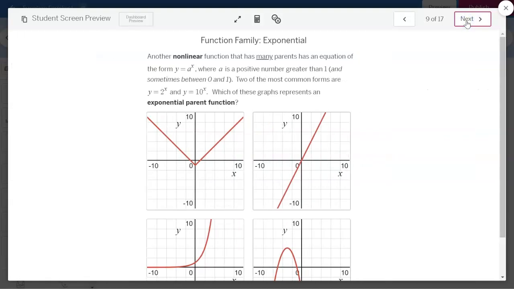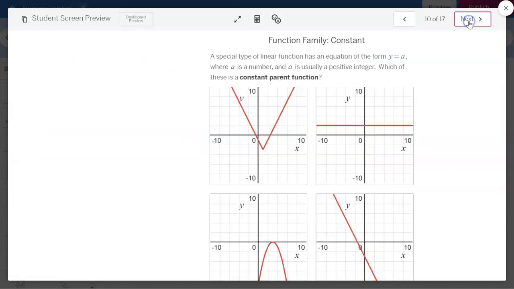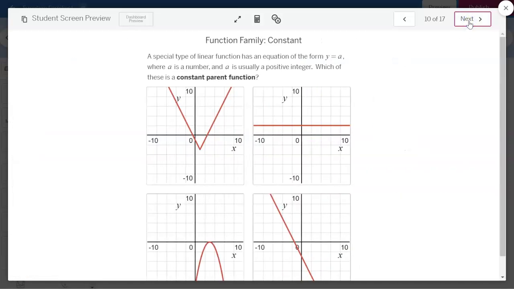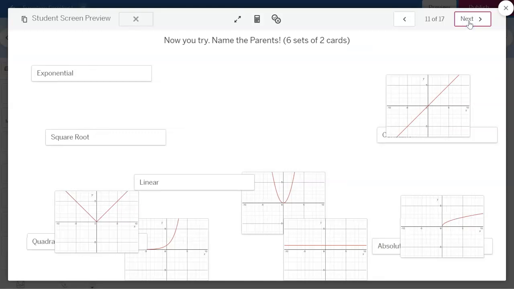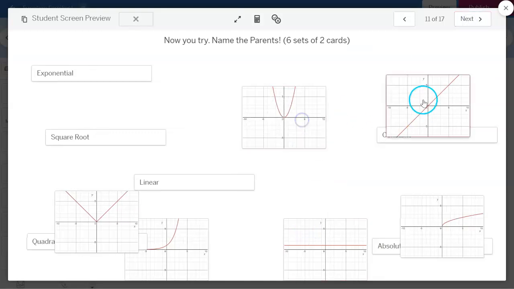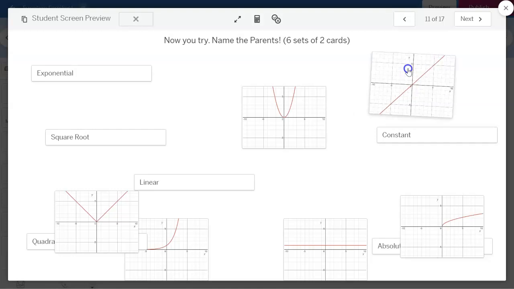And then exponential parent function. It talks about how a is usually a positive integer, but it's sometimes between 0 and 1. We have exponential decay functions. They'll learn about that later in the course. We're just doing the parents at this point. And then the constant parent function is y is equal to some number. And then they are going to pair them. Once they do all of them, they're going to put them together. All they have to do is find the graph and put the name with it.